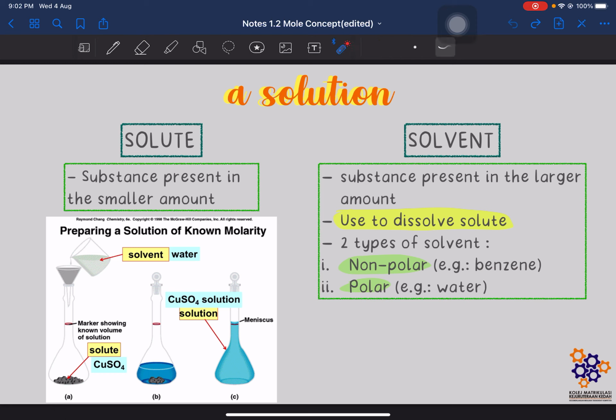water. Alright, so this is how we prepare a solution. So we have a solute, and then we have a solvent. So solvent may be water, and then we have a solution. When the solute is completely dissolved in the solvent, then it will form a solution.